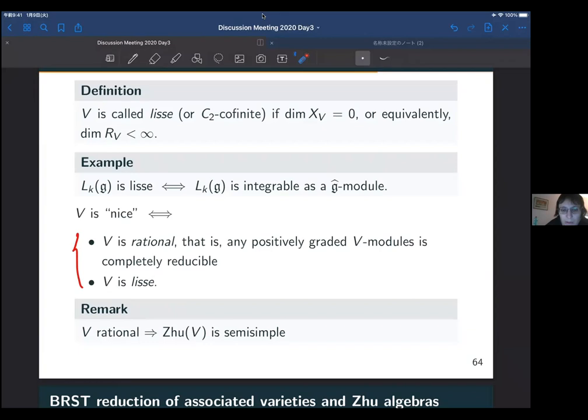But it doesn't guarantee it's rational. Yes, but suppose that V is this, does it mean that any module is completely reducible? No. It might have extensions. But any simple module is positively graded, right? Right. And we know that positively graded modules are completely reducible. No, this we don't know. But suppose both conditions hold. Does it mean that? Yeah, I think so. Okay, thank you.